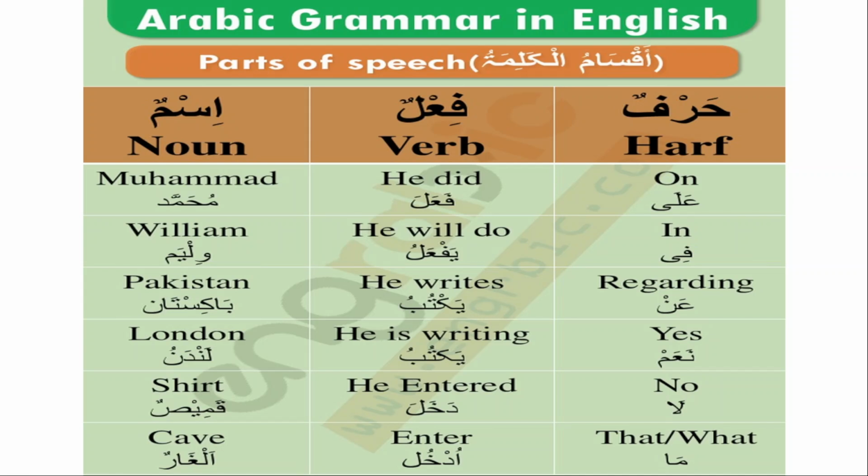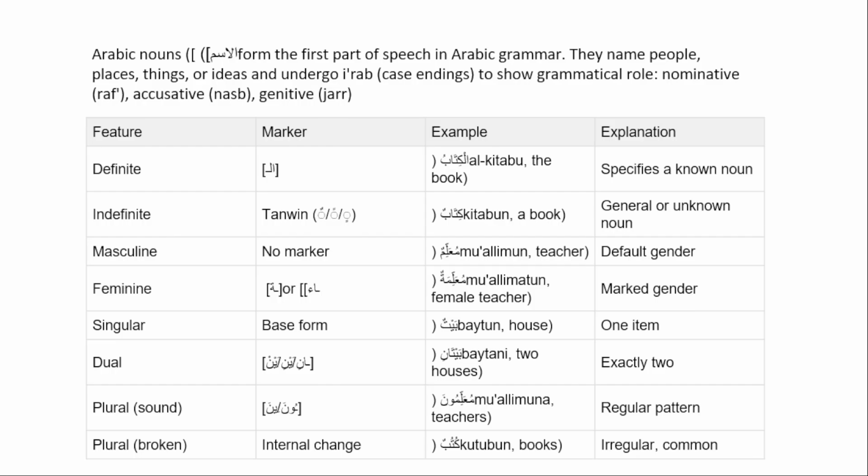To help you get the overall picture of Arabic grammar, things will get easy inshallah once we discuss each of these topics in detail. Now we will go a little bit into the Arabic nouns, which are a form of speech in Arabic grammar. They consist of names of people, places, things, or ideas, and undergo i'rab, basically a case ending. So you will see some kind of haraka at the end of the letters in the Arabic noun. It could be nominative, accusative, or genitive, depending on the harakat of the word.